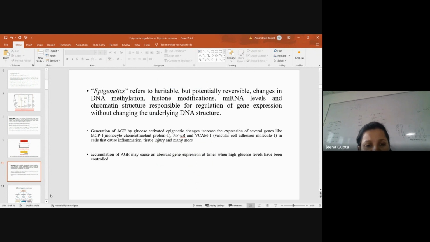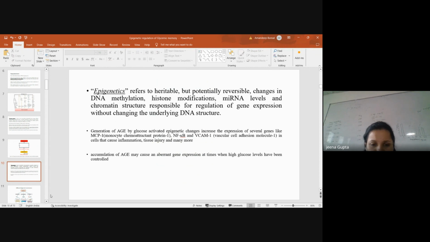There are basically three types of epigenetic modifications: DNA methylation, histone modifications, and miRNAs. These all regulate the structure of chromatin, which makes the genes less or more accessible to the transcription machinery. Obviously, if the genes are more accessible to the transcription machinery, they will be expressed. If the genes are less accessible, like in heterochromatin, they are expressed less. This way, these epigenetic changes are responsible for the accessibility of the DNA to the transcription machinery.